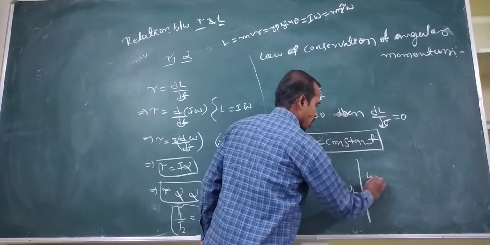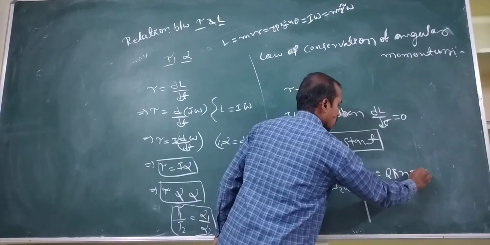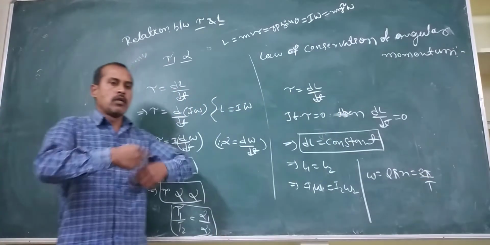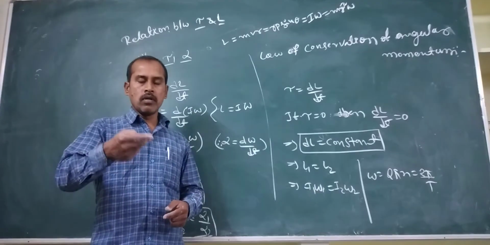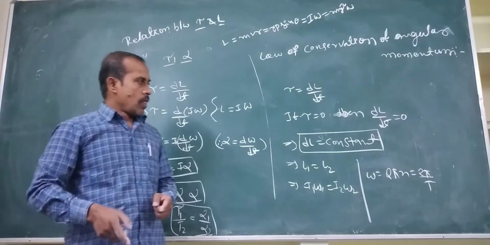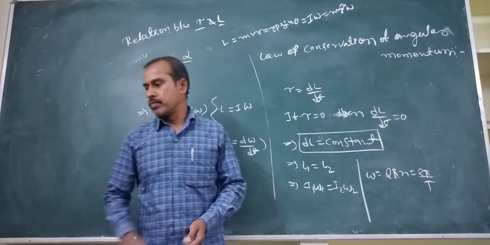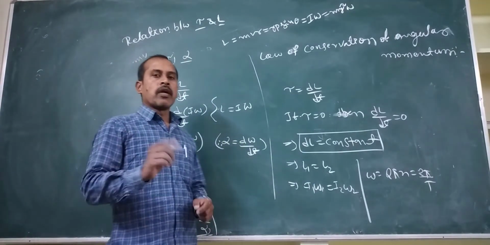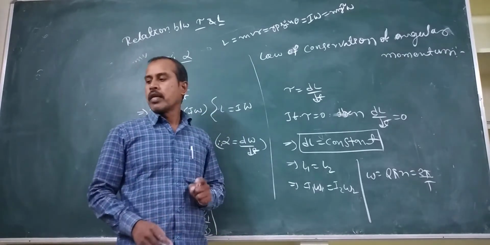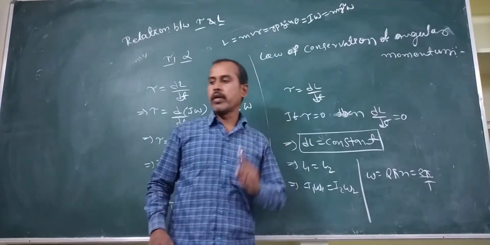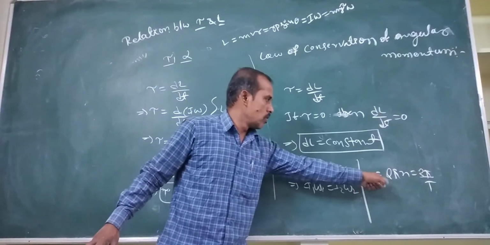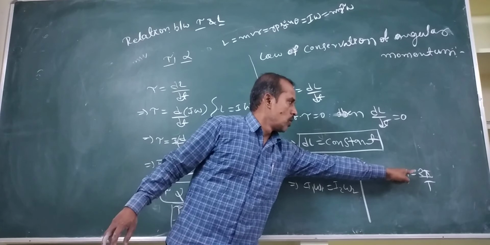But omega is equal to 2 pi by T, for a particle moving along a circular path about a fixed point. Here T means time period. The time period means the time taken for one complete rotation. Frequency is the number of oscillations per unit time. So angular velocity is equal to 2 pi n, where n is the frequency, which is 1 by T.